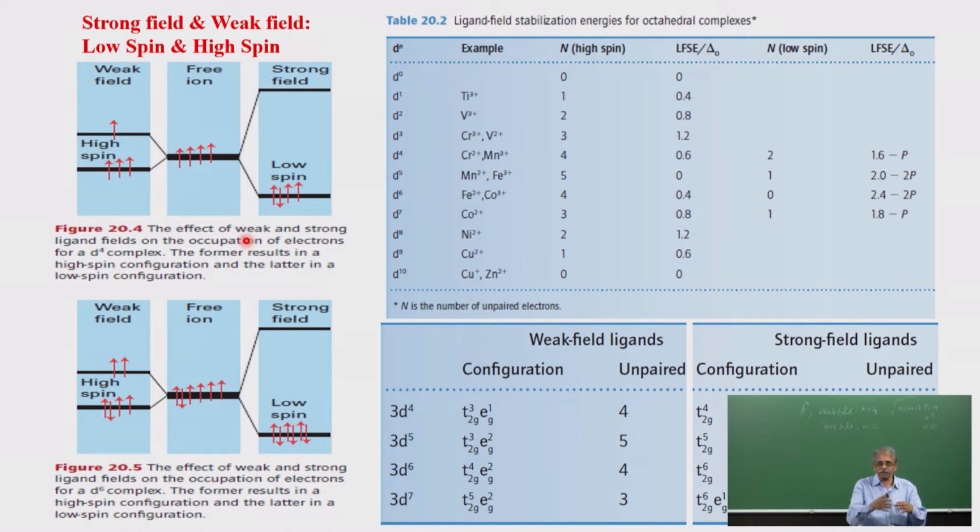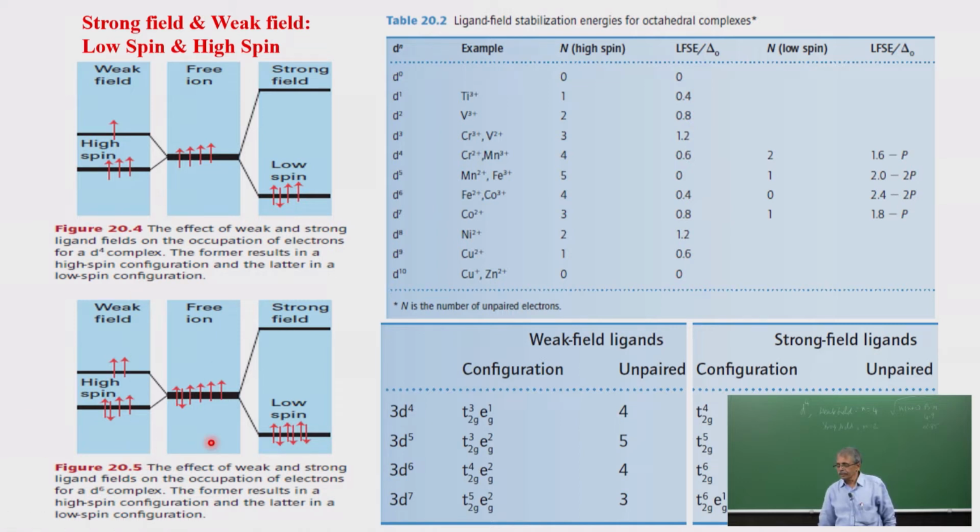Earlier we have seen temperature, now you can see the field. Another example is shown here on the slide for a d6 configuration. So d6: 1, 2, 3. If the field is small, weak, you can put only 2 here, then the next one will come here, not here, not here. So you know very well, therefore this will become 4 unpaired electrons. So that will be equal to 4 unpaired electrons.